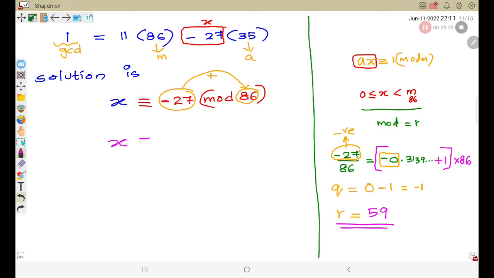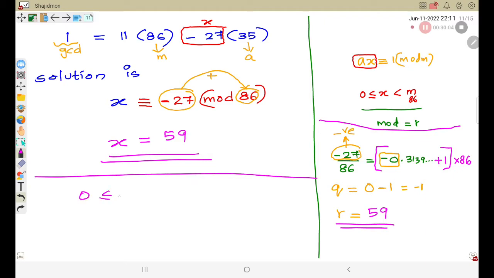So what is the x number you are getting? 59. This is the solution. x equal to 59 is the solution. So there are two ways to find that mod number. Either you just do minus 27 plus 86, 59. Otherwise, the usual way, whatever we studied in 4.2, same idea, where we calculate the remainder. Both give the same number, and always be careful, here we are finding only the positive solution. That means 0 less than or equal to x less than the modulo number. What is the modulo number? 86. Below 86 and more than 0. See, 59 is in between these two numbers, correct? So this is the answer we are finding.